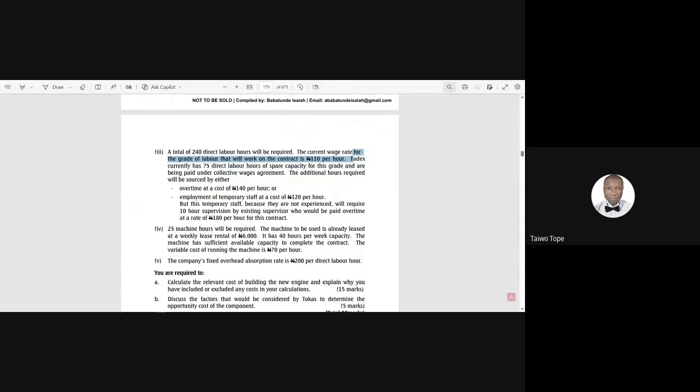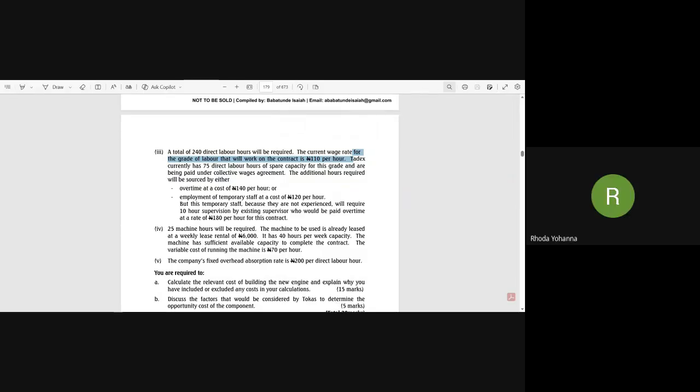25 machine hours will be required. The machine to be used is already leased at a weekly lease rental of 6,000. It has 40 hours per week capacity. The machine has sufficient available capacity to complete the contract. The variable cost of running the machine is 17 naira per hour. In relation to this, what would be the relevant cost?